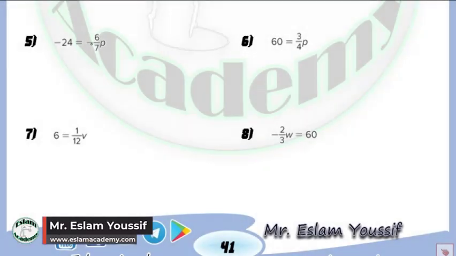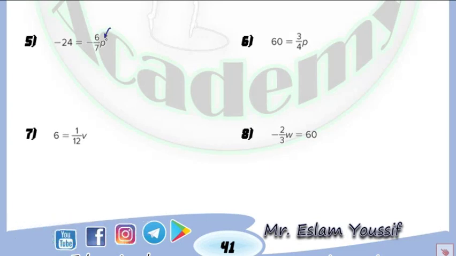Negative 24 equals negative 6 over 7p. At the first, just look at the variable. The variable that we have now is p. The coefficient is negative 6 over 7. Once we have a negative, just multiply it by a negative number. 6 over 7, the reciprocal will be equal to 7 over 6. So just multiply it by negative 7 over 6. Negative 24 multiplied by negative 7 over 6, the answer will be equal to 28. Negative 6 over 7 multiplied by negative 7 over 6 will be equal to 1. And the remainder is p. So the solution will be equal to 28.